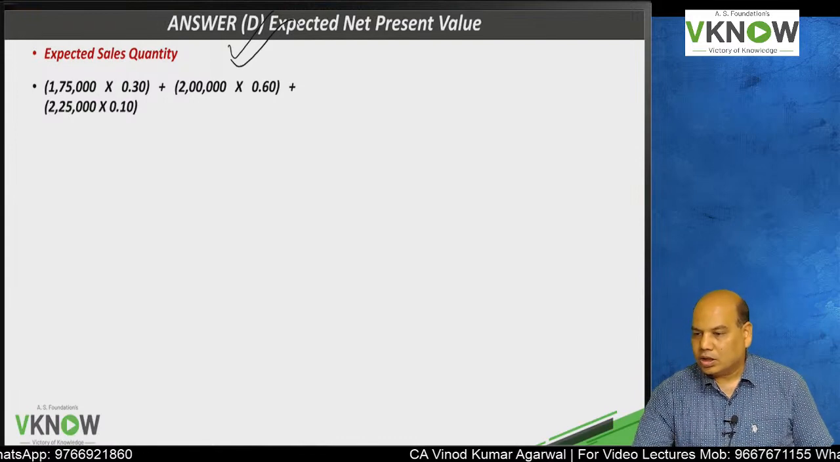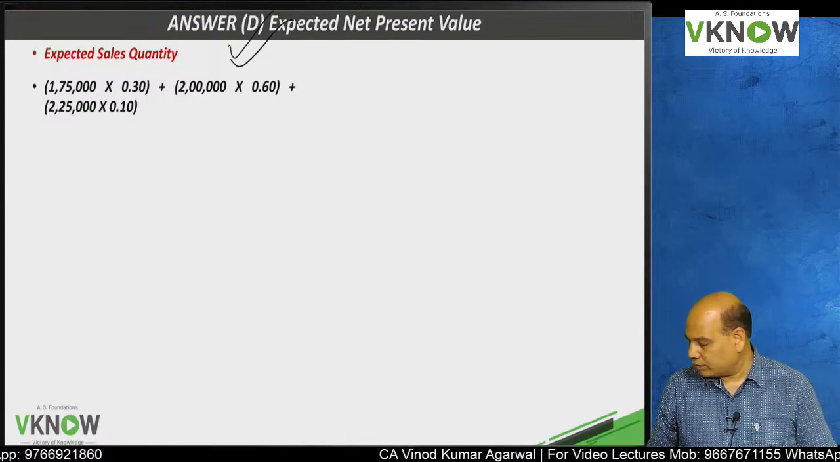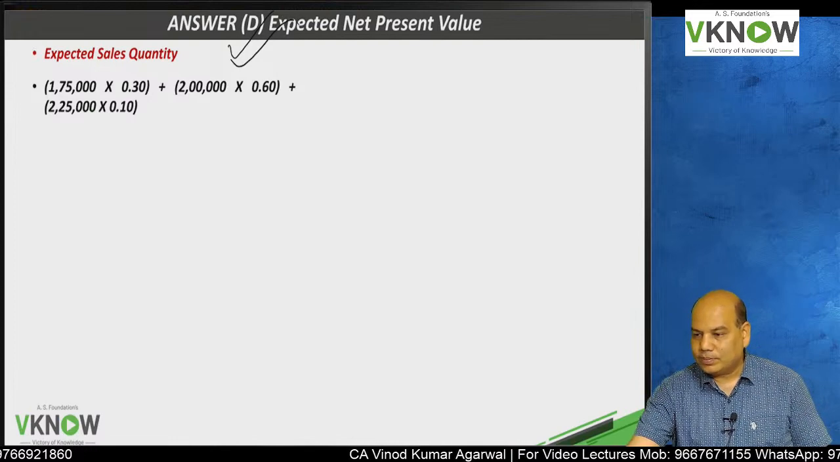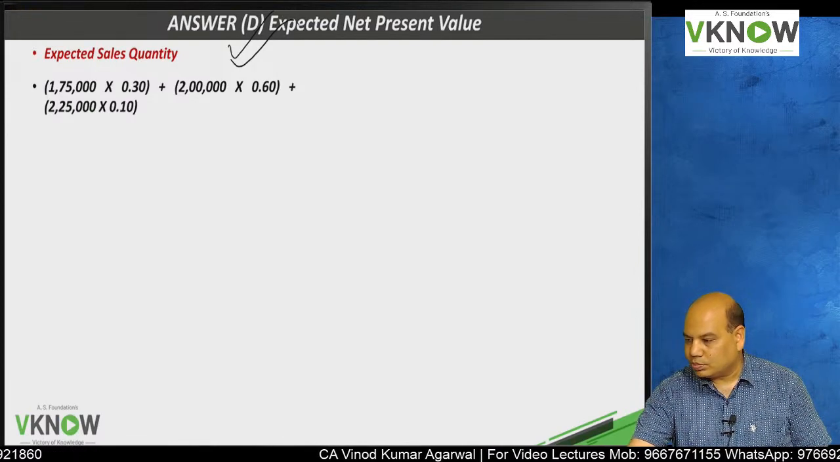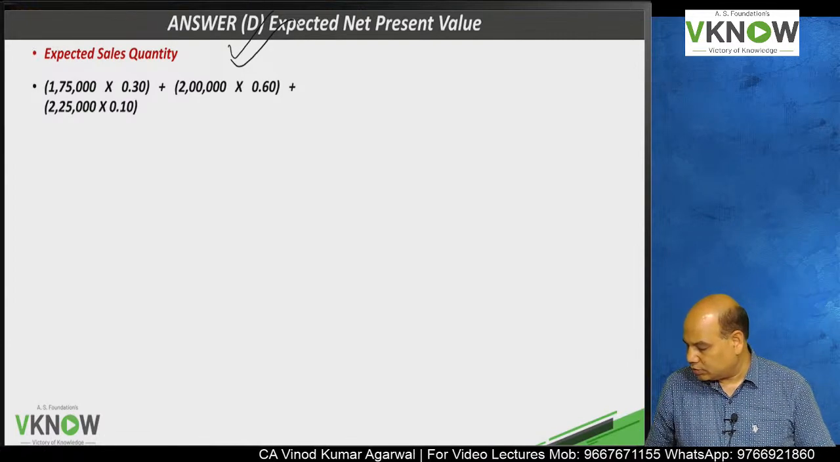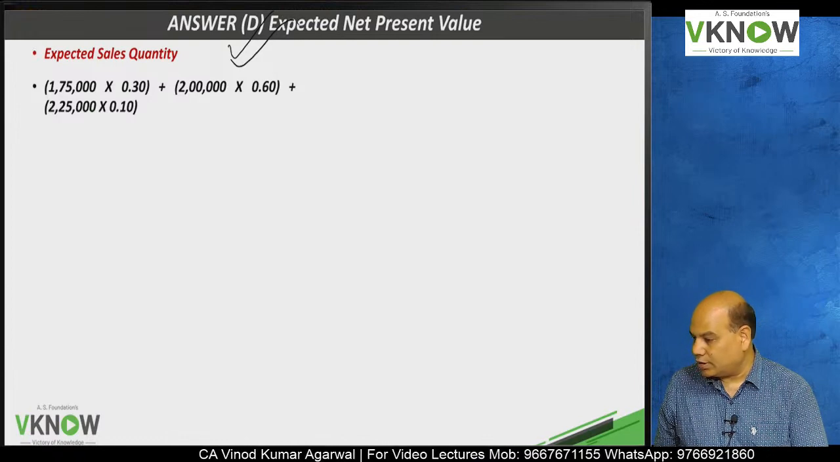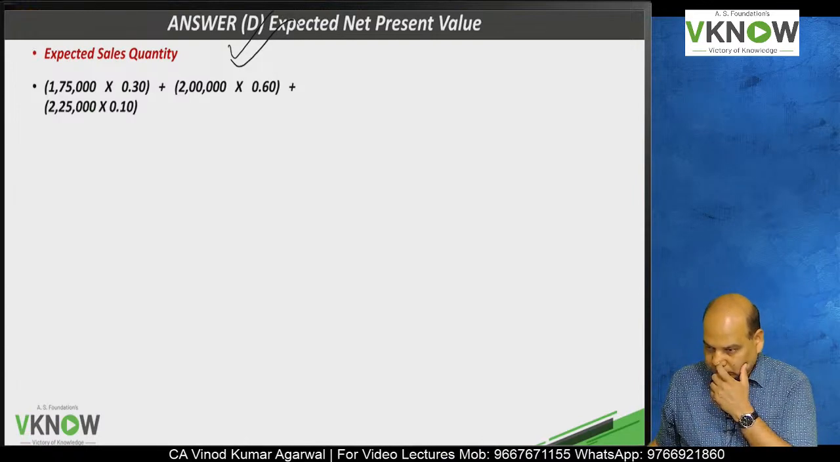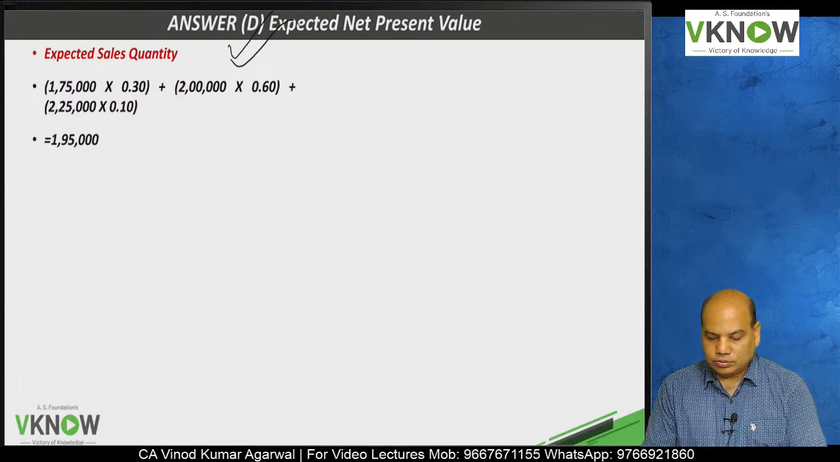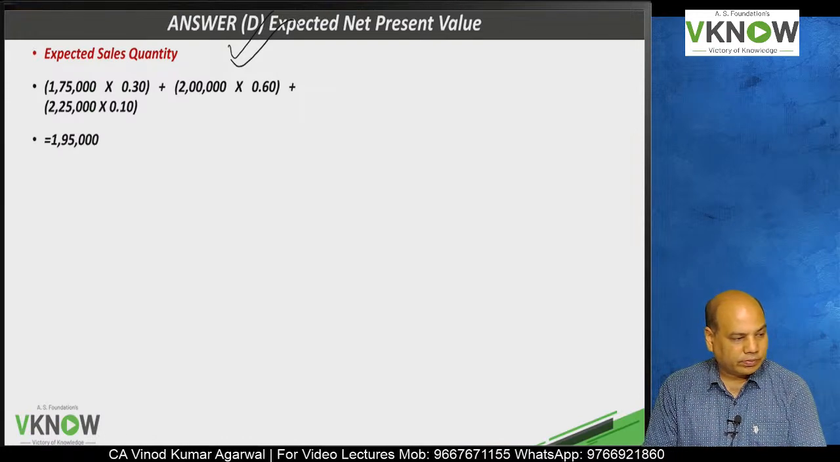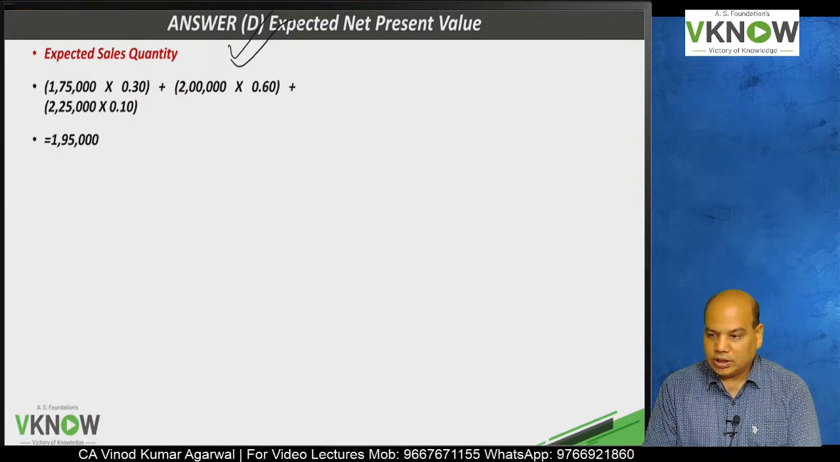1,75,000 into 0.3 plus 2 lakh into 0.6 plus 2,25,000 into 0.10. Is that equal to 1,95,000?